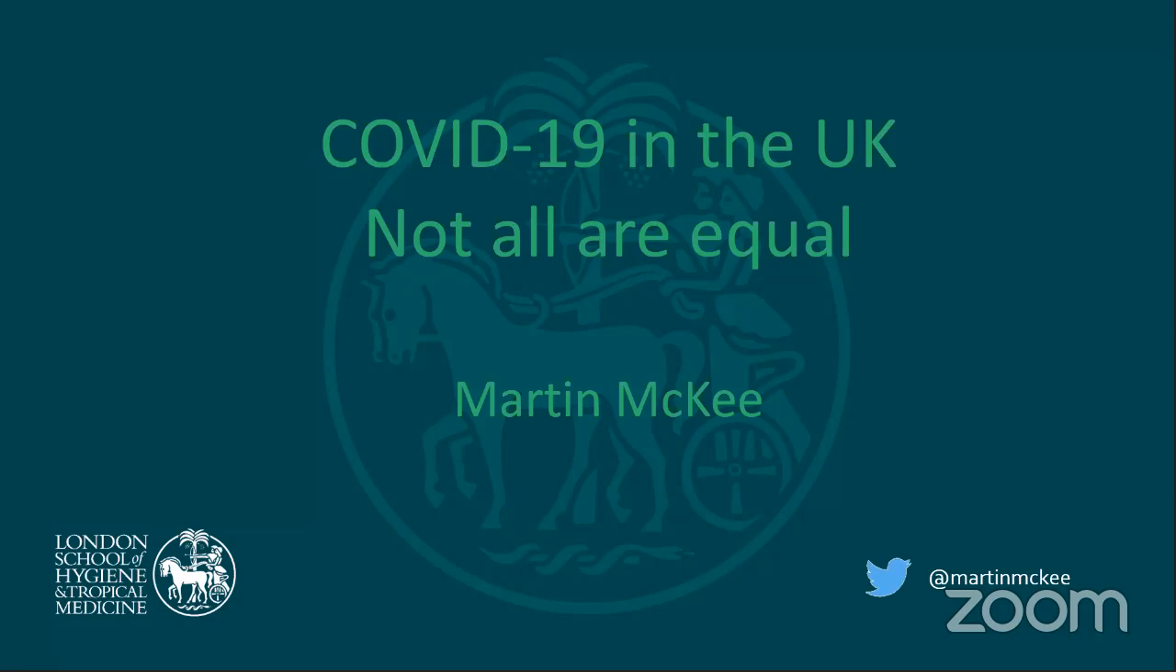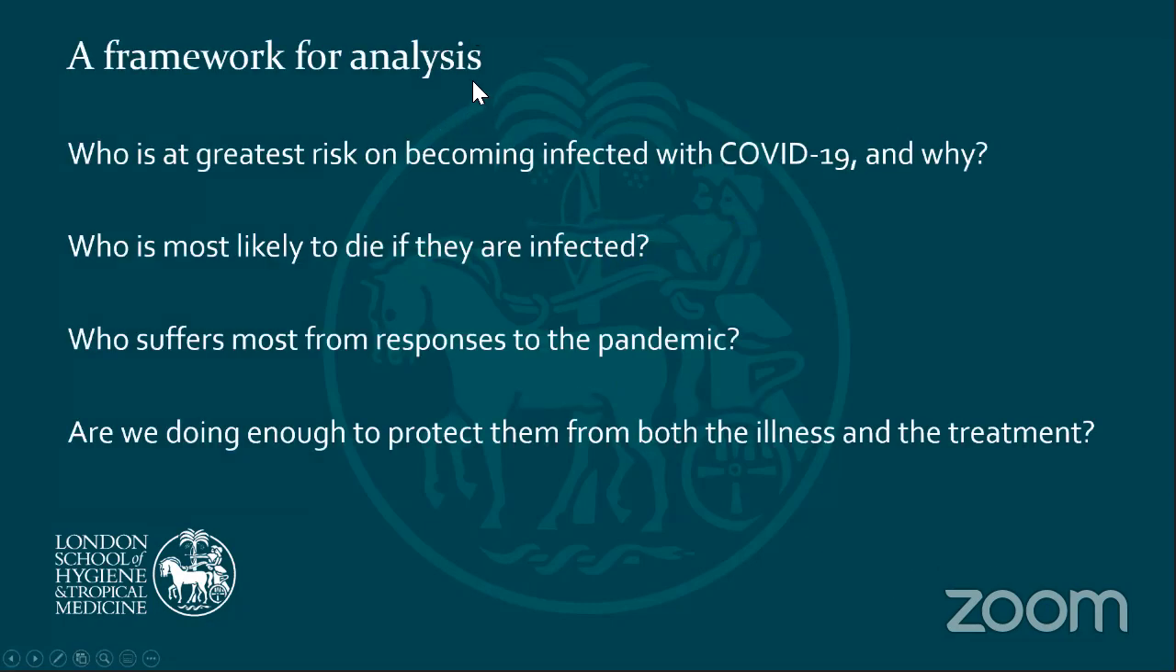Okay, I hope you can see the slide there, and I'm going to say a few words about COVID and the way in which it is weighing unequally on people within society in the United Kingdom. I'm going to run through it quite quickly to look at who is at greatest risk of becoming infected with COVID-19 and why, who is most likely to die if they're infected, who suffers most from responses to the pandemic, and are we doing enough to protect them from both illness and the treatment?